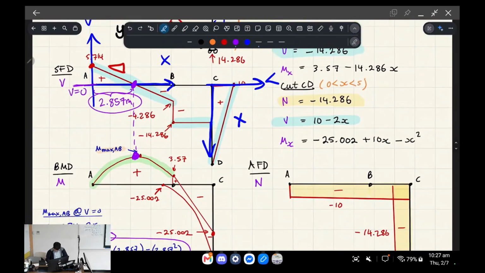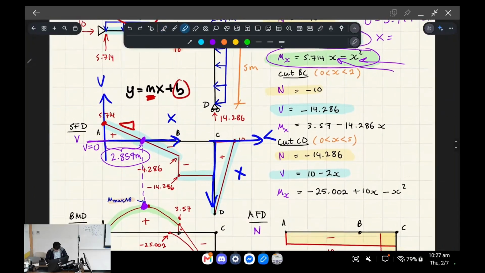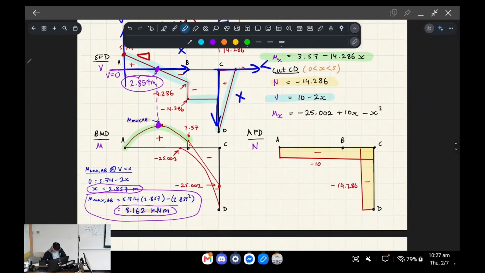All right, so next, if we analyze the part of the frame from point B to C, and we're looking at the internal bending moment, we have this expression. So what we see is that now the bending moment is a straight line, okay, with a y-intercept of 3.57 and a downward slope of 14.286. So we can just graph that like a straight line equation, like so.